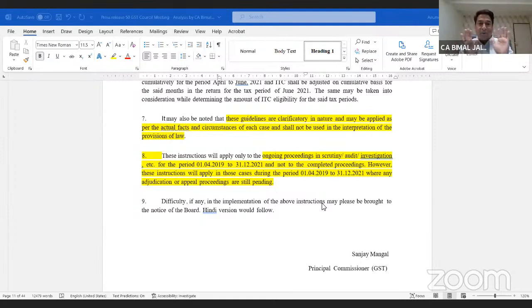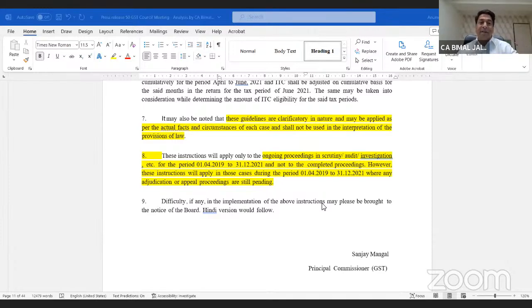Now I'm clear on what I mean to say: for 2017-18 and 2018-19, circular number 183 was there. Now it is extending the period till 31st December 2021. And let me explain: if any proceedings got completed, then the circular is not applicable. So for completed proceedings, this is not applicable. This is the meaning coming out.